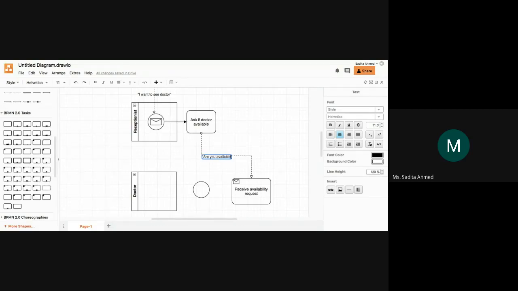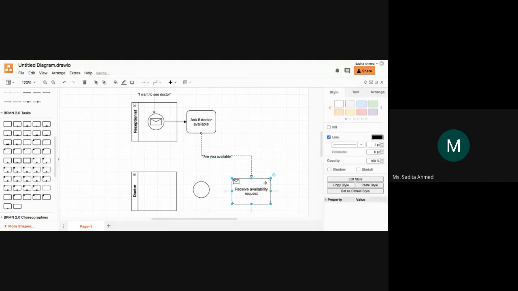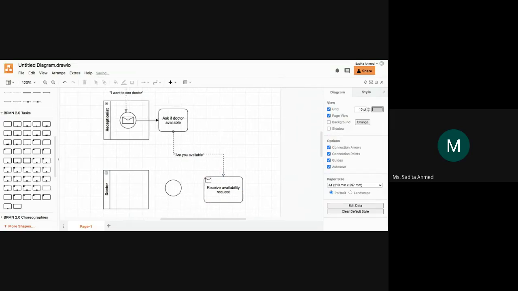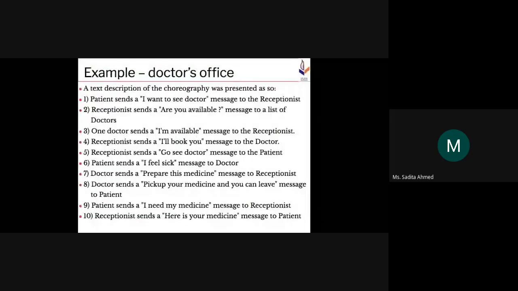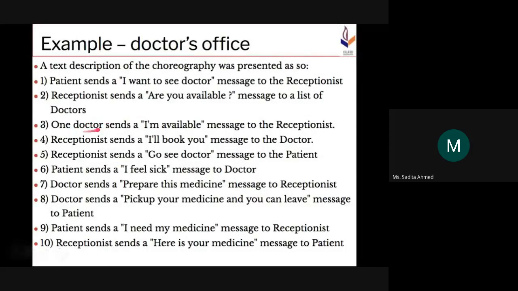Right? Now, the doctor receives this request, receive availability request. What's the next thing that the doctor does? Tell me. Sends message. Can we assume by default that every doctor will do this? No. Gateway. Will every doctor send I'm available message to the receptionist? No. There should be a gateway. One doctor, it is mentioned. One doctor sends I'm available message to the receptionist.